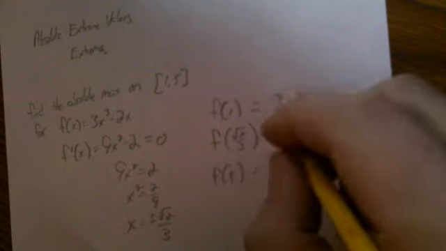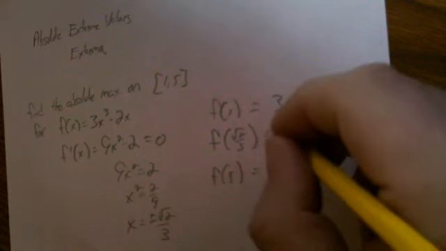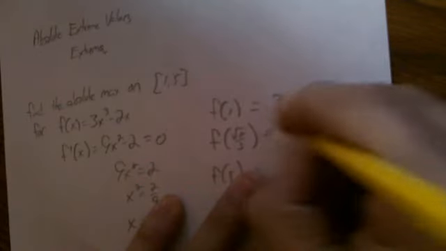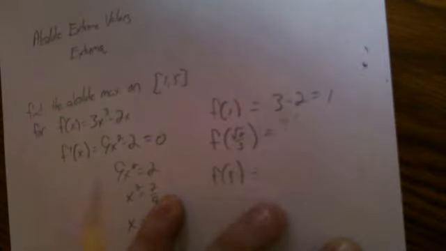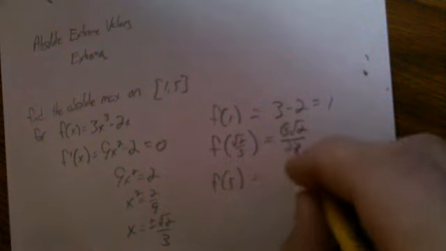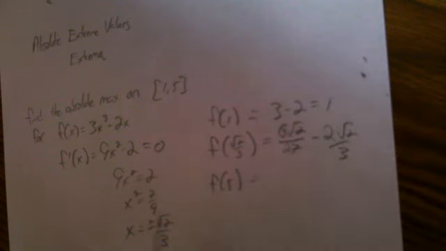f of radical 2 over 3 is, let's see, radical 2 to the third is 2 times radical 2, which is 2 radical 2. So 3 times 2 radical 2 is 6 radical 2 over, and 3 to the third is 27. Minus 2 radical 2 over 3.